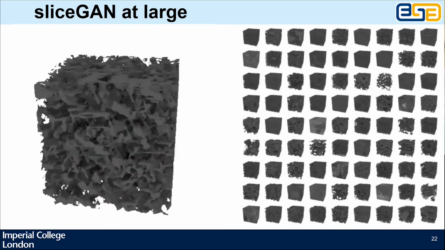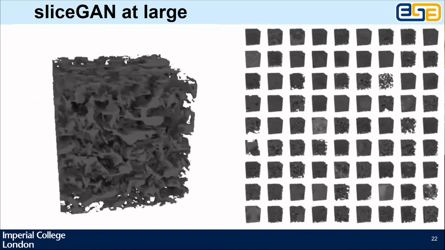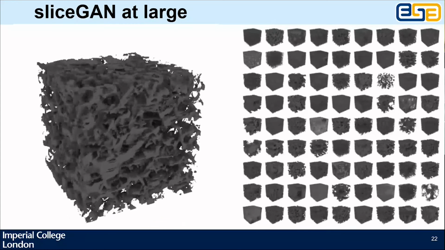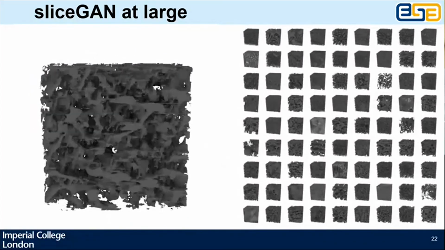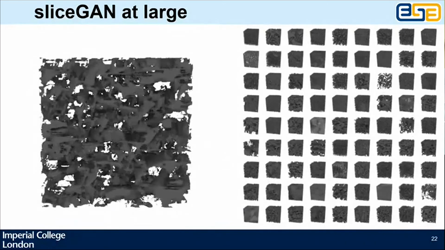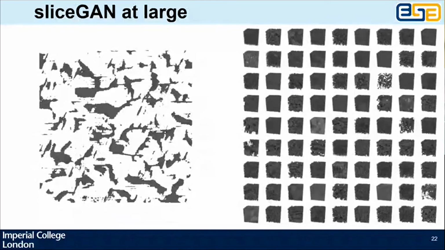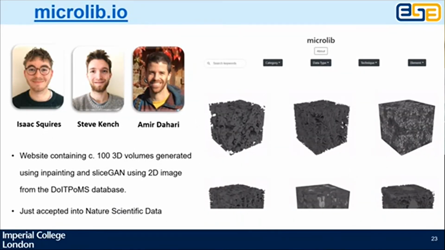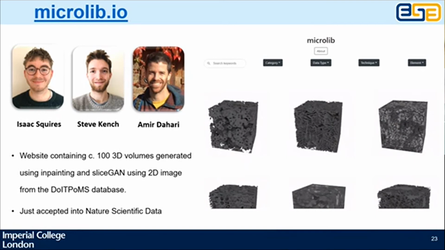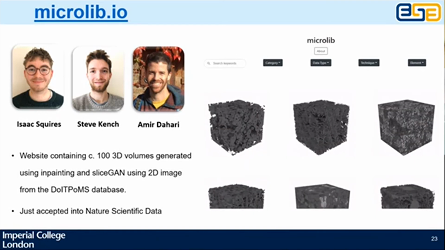And it's taken all of those data sets and just turned them into these 3D volumes from which you can then extract all these metrics of interest, particularly things like tortuosity factors, which give you insight into thermal transport properties, ion diffusion, electronic conductivity, etc. And we've made that into a website, microlib.io, which is live now. And we recently had that paper accepted into Nature Scientific Data, which is very nice.